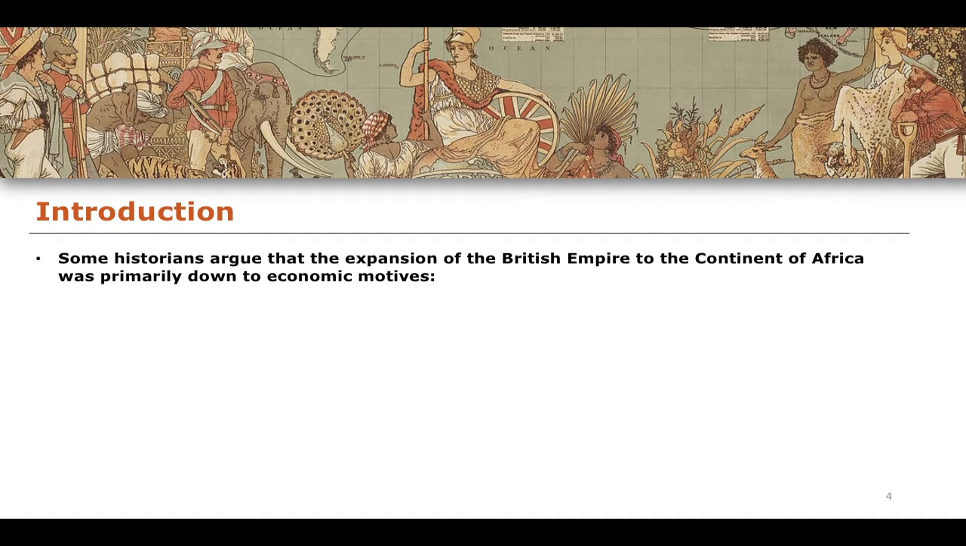Now, one of the things that is hotly debated in this regard are the motivations for this expansion. Why is it the case that the British Empire significantly swings to the east and looks to Africa and in some cases the Middle East and Asia in terms of expanding its territory?